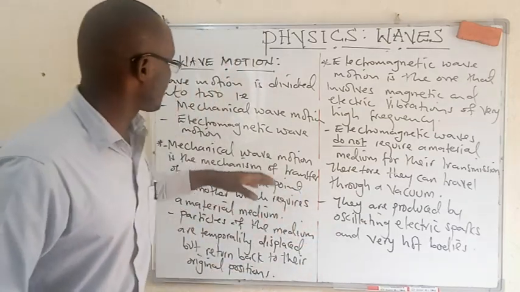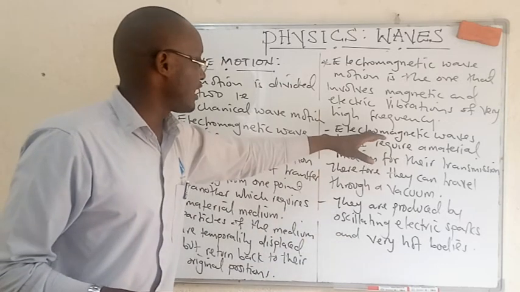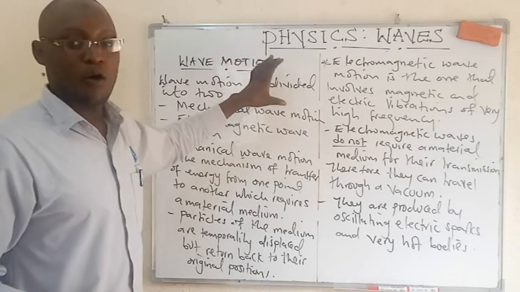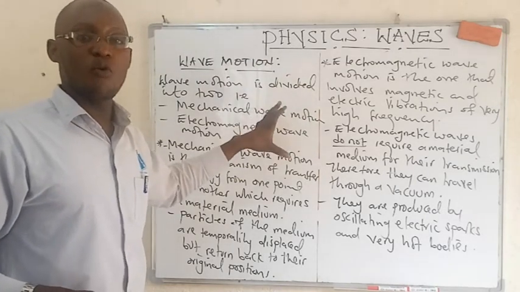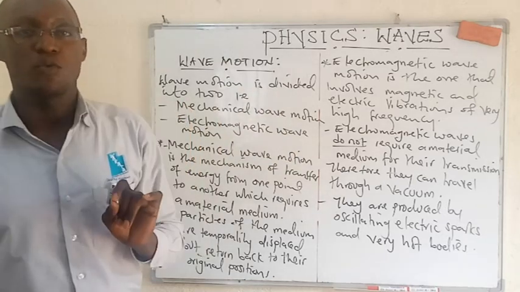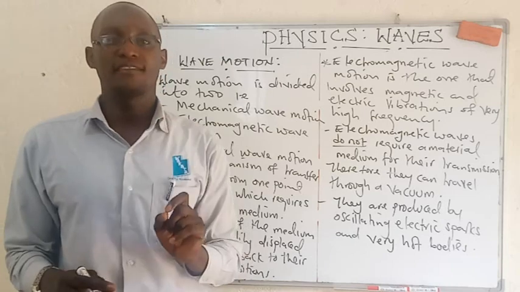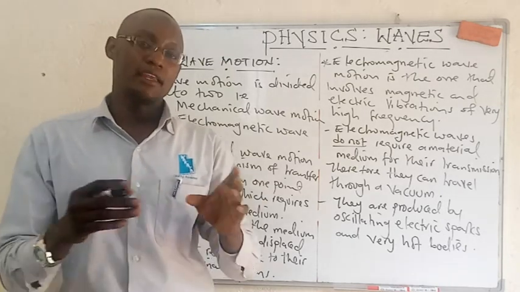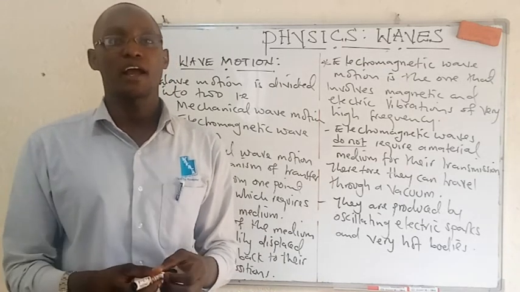Now, immediately after a break, I'm going to give you some examples of these electromagnetic waves, and then finally we get a table giving differences between the mechanical waves and electromagnetic waves, since that is a very good examinable area. They normally ask for the differences between mechanical waves and electromagnetic waves. Don't miss that. Immediately after break is what we come in for.